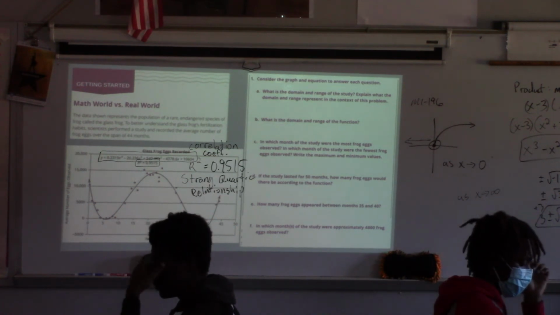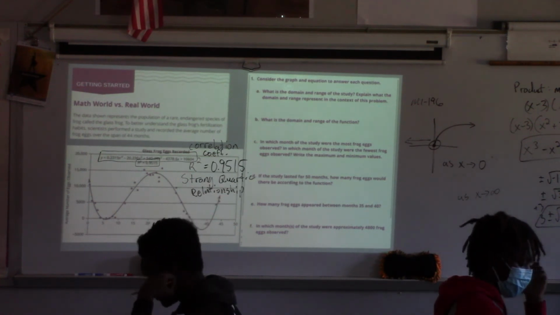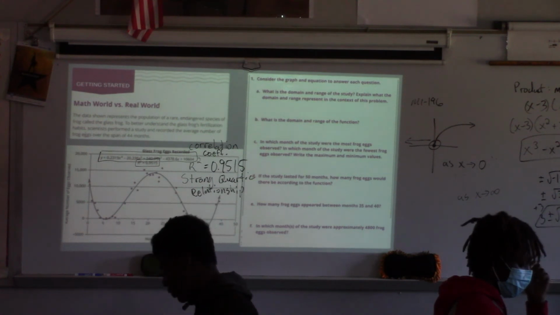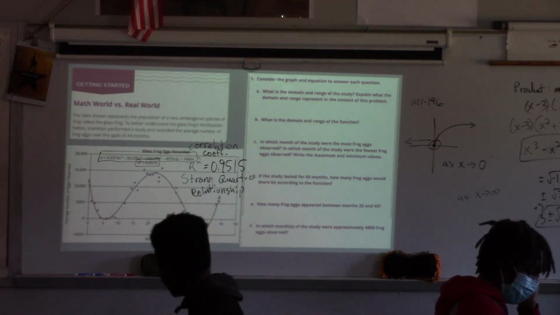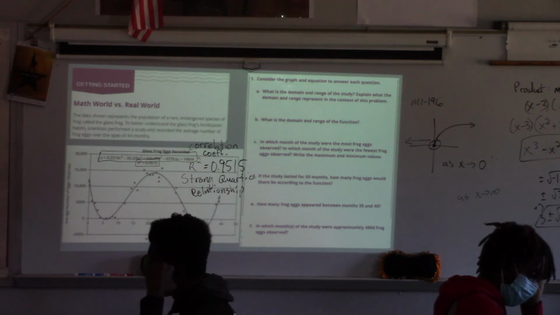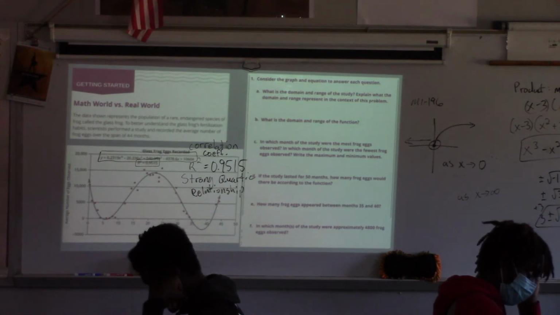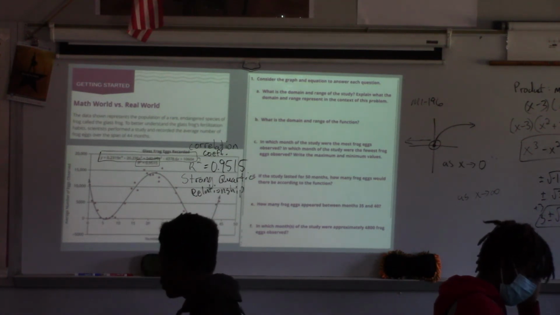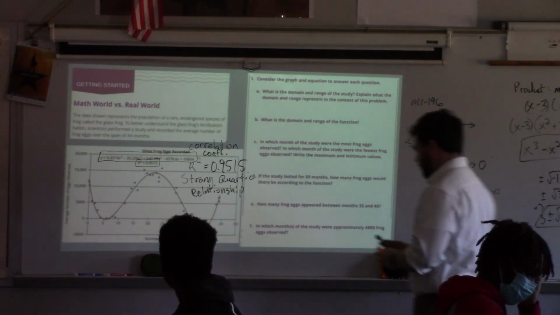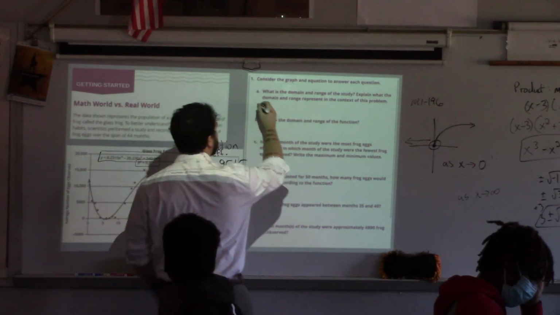600. So domain is your x, range is your y. See that arrow? It's going to keep going to the left, isn't it? So what is the lowest x value? I think it would just be infinity. Right, that's all you write. If the study lasted for 15 months, how do you find it? We're about to go over this. We don't have to do any of the other ones.